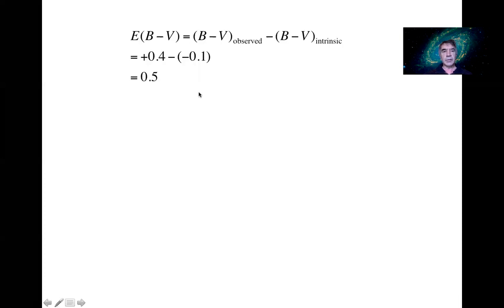Okay, so we have this example of how to use the reddening to get to the extinction and then to the distance of the star. So I gave you the observed color of plus 0.4 in B minus V. And from the spectrum, we'd estimated that the intrinsic color was minus 0.1. So this must have been a hot star for the intrinsic color to be negative, but its observed color was positive. So the difference between these two is 0.5.